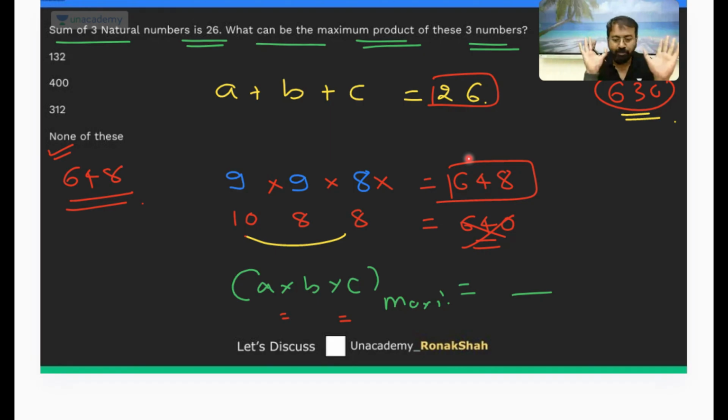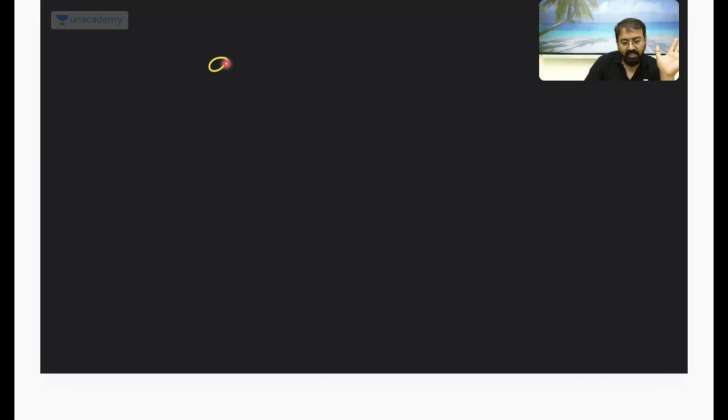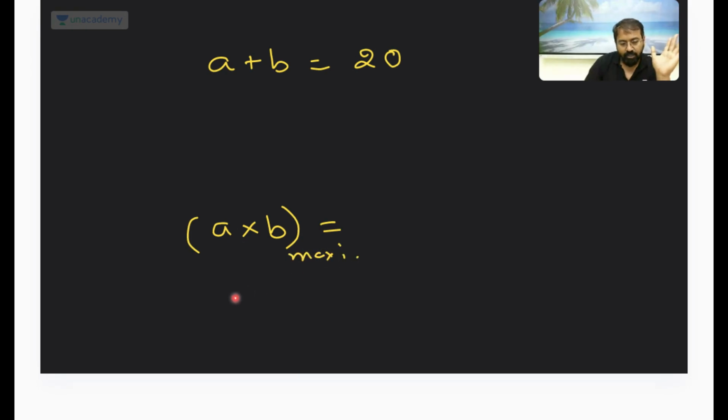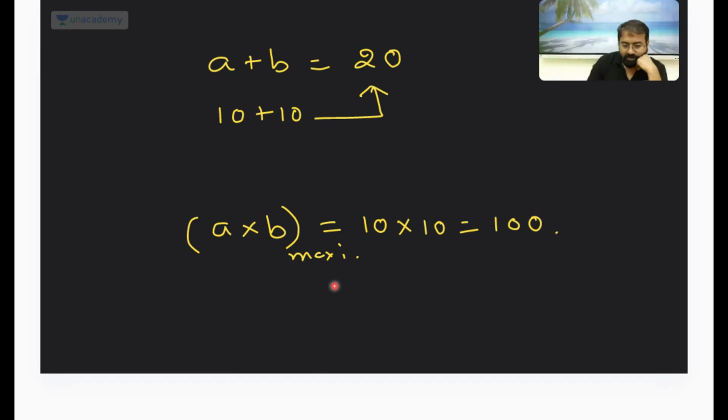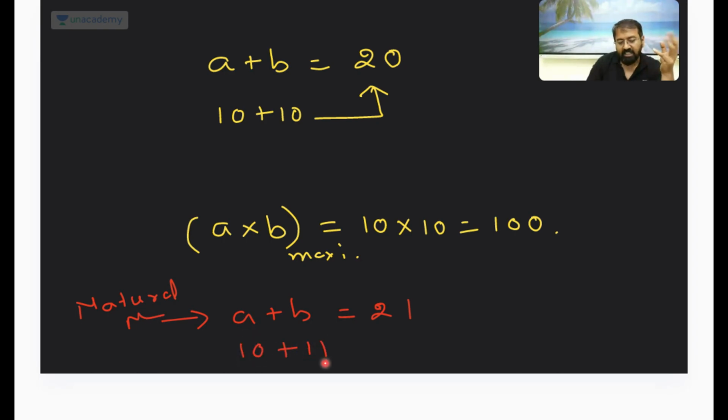Can you all remember this property of numbers? See, for example, if I say sum of two numbers is 20, so what can be the maximum product of these two numbers? So guys, it will be 100 when you are keeping A and B both as 10. So you will get maximum product as 10 into 10, 100. Right? Similarly, if I say sum of two natural numbers, A plus B is equal to 21. A and B are natural numbers, right? Then you will have to take 10 and 11. So maximum product will be 110. Yeah, try to keep numbers as close as possible.